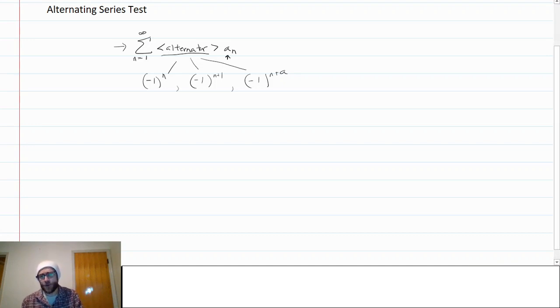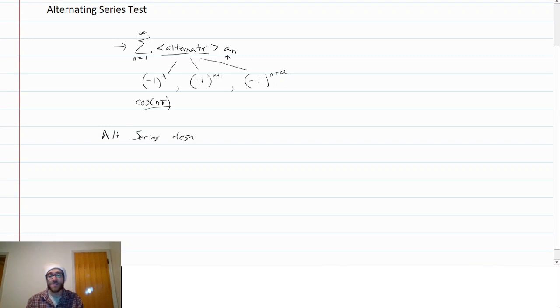But there's also some weird ones that perform the same function. For example, cosine of n pi gives us an alternating thing because for n equals 1, we have cosine of pi, which is -1, and then for n equals 2, we have 1, for 3, -1, for 4, 1, and so on. So this is actually another type of alternator that you might see in your series. And now that we know what an alternating series looks like, let's look at the alternating series test.